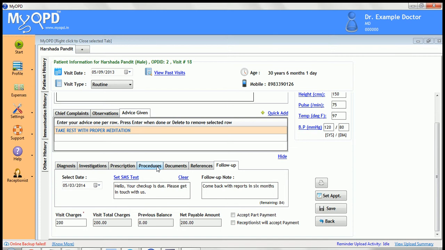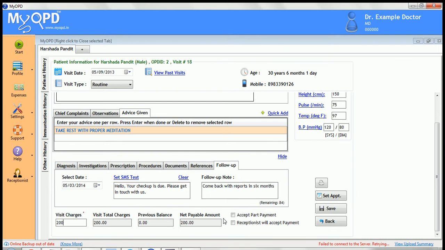So if you also did a root canal and charged 1,500, that would be added to your visit charges as well. Previous balance shows you any amount the patient owes you in addition to current visit charges. Net payable amount is the total amount the patient is supposed to pay you. You can always accept this payment in full or part from the patient.